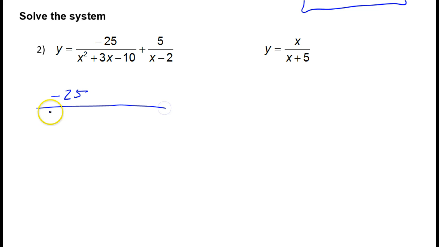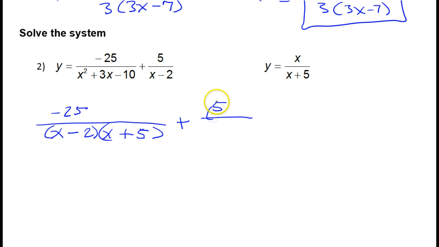over, and you know what, I might as well go ahead and factor this. So x squared, so I've got x times x, 10 is 2 times 5, negative 2 and a positive 5 will give me the 3, and a negative times a positive is a negative, so there we factored it. And so continuing on, I've got 5 over x minus 2. Alright, I might as well put the x minus 2 in parentheses, and I'm going to leave some space because I know what's coming. And I'm going to set this equal to x over x plus 5.